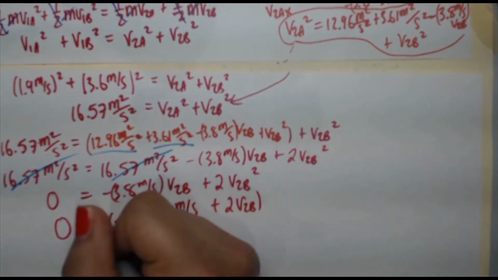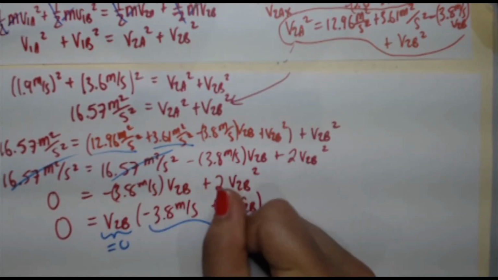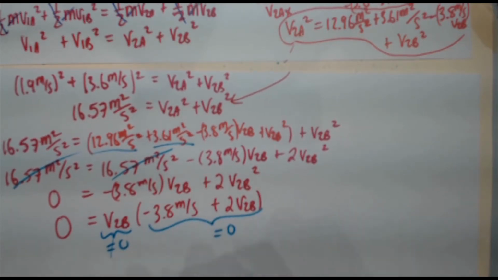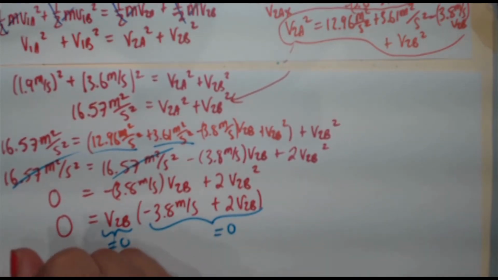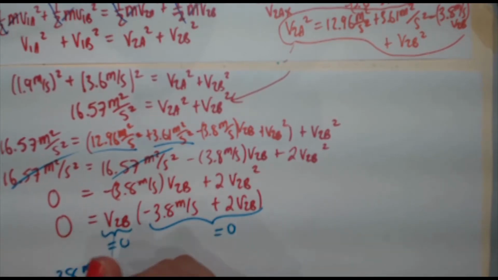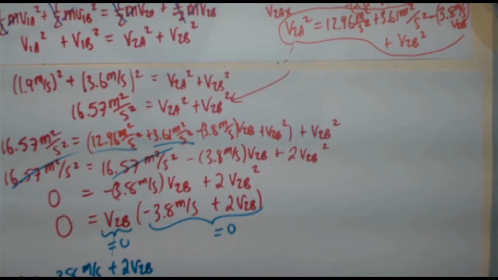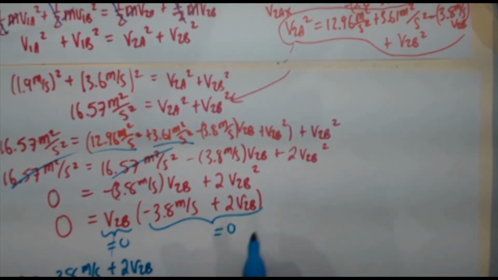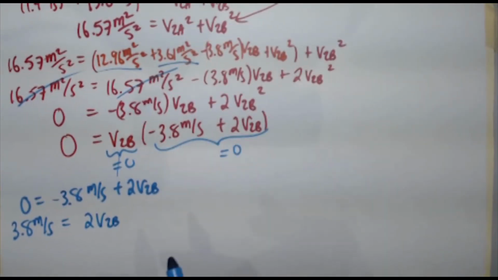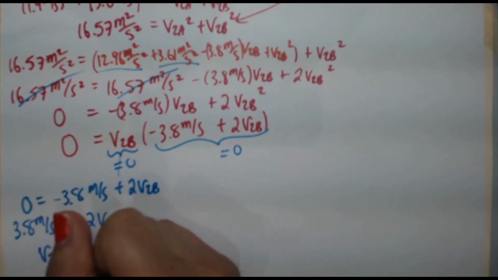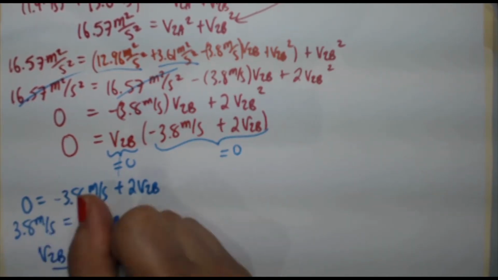Normally when you have an expression like this, you would say this equals 0 or this equals 0 and you solve. But we know V2B cannot equal 0, so this expression must equal 0. So therefore, if negative 3.8 meters per second plus 2 V2B equals 0, bring the minus 3.8 meters per second to the left, making it positive. 3.8 meters per second equals 2 V2B. At this point you want to divide both sides by 2. So in other words, you're going to get V2B is equal to 1.9 meters per second.